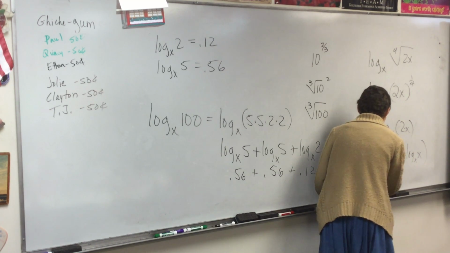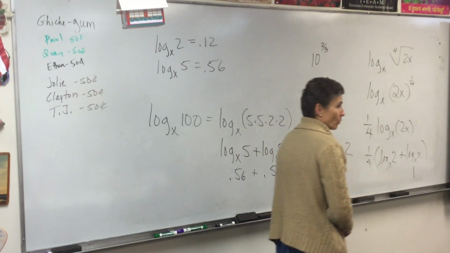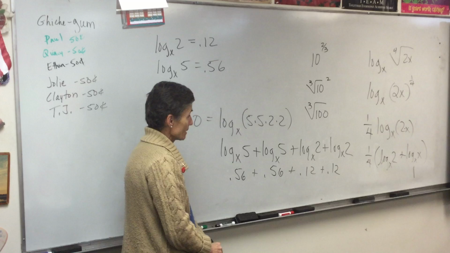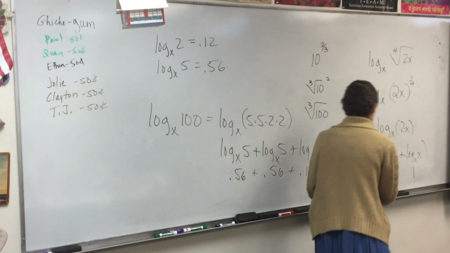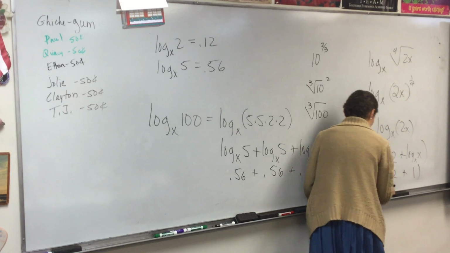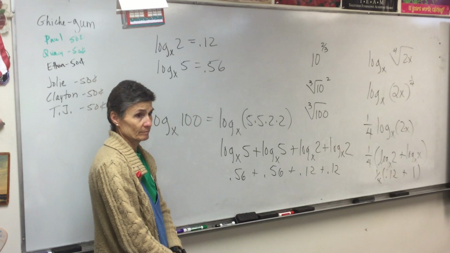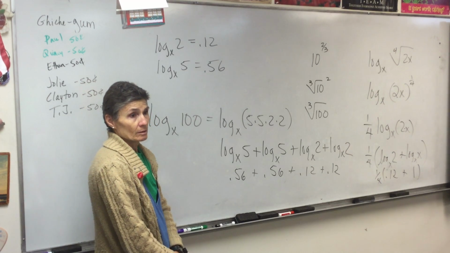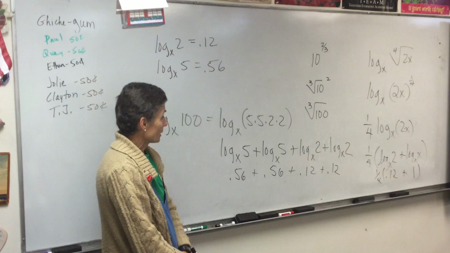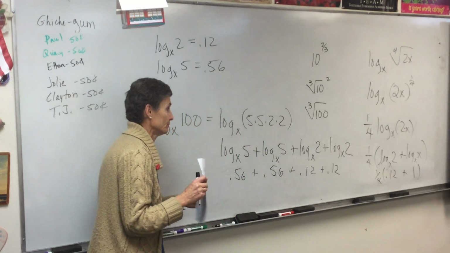Some of you are saying, oh, they didn't give me that. They don't need to. You need to know that is 1. And the log base x of 2 is 0.12. So you're going to add those two together and multiply it by 1/4, and that will be the answer. 0.28. You got a calculator. The answers are on the back too.